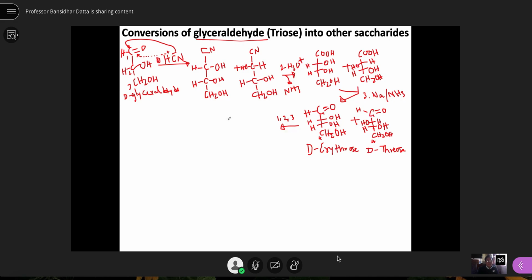And we'll get two molecules, of course, as usual. So the HC aldehyde group remains the same. Remember, right?